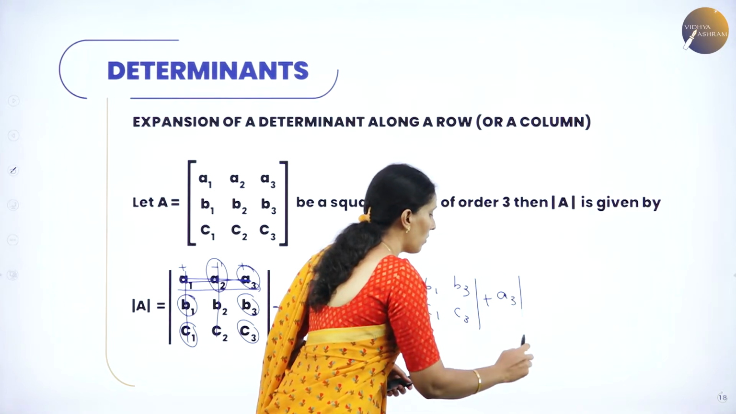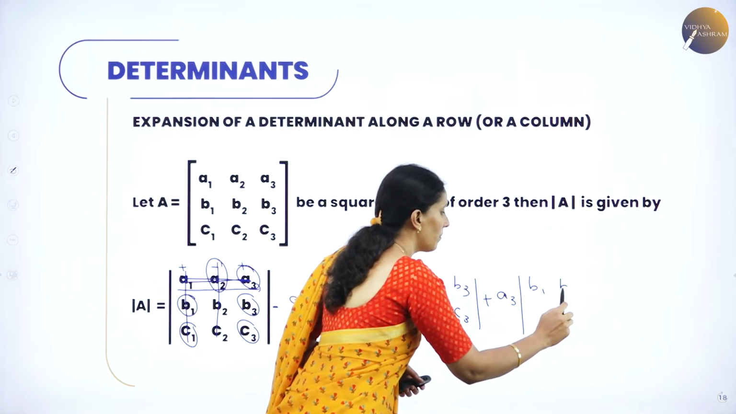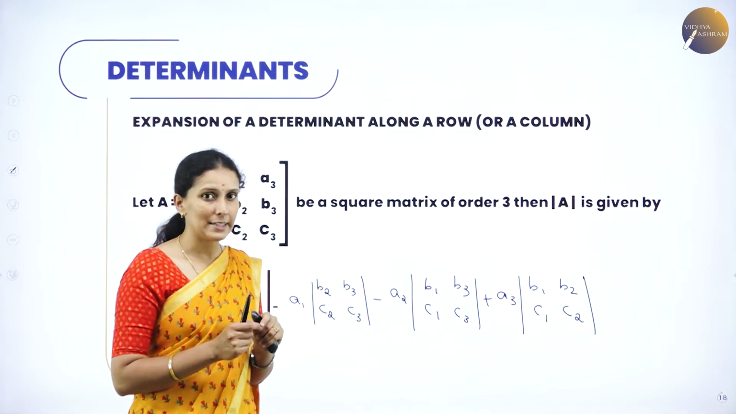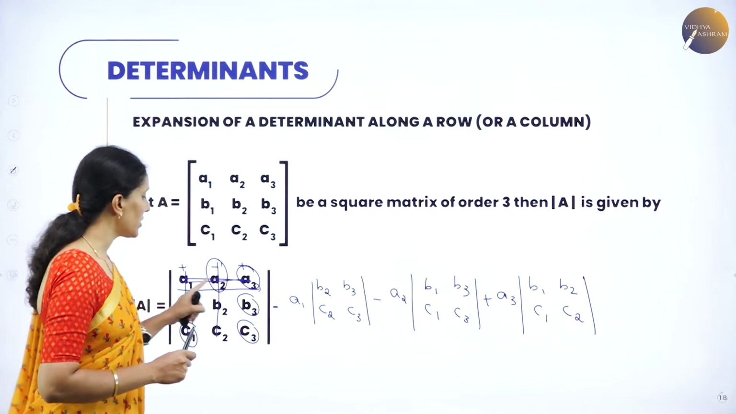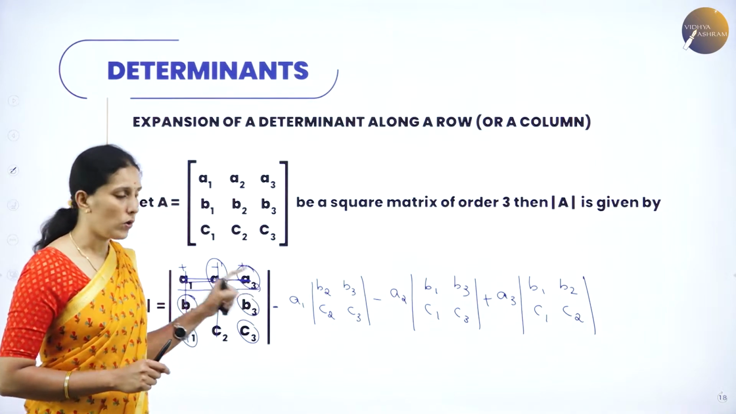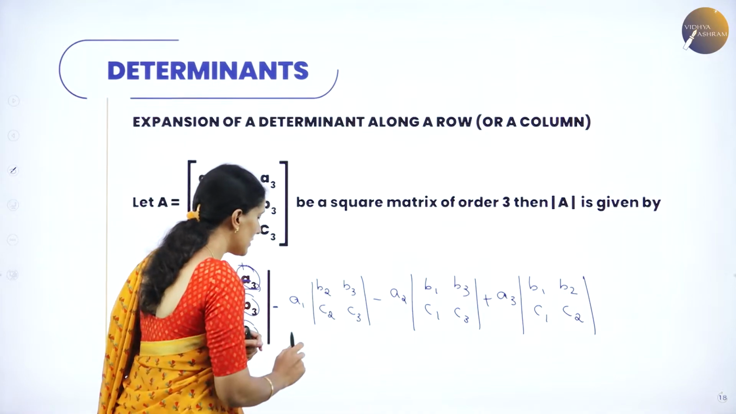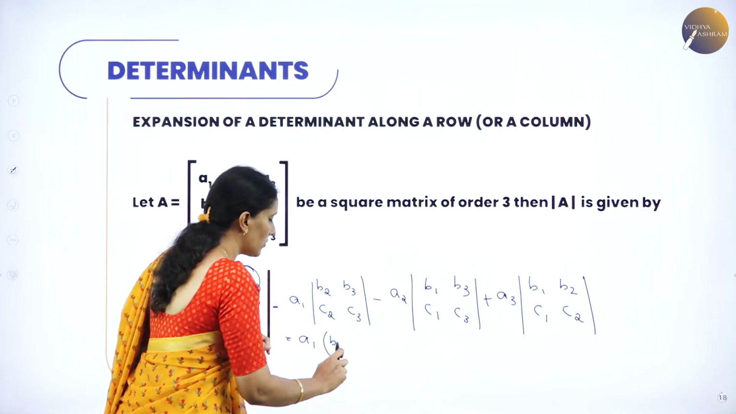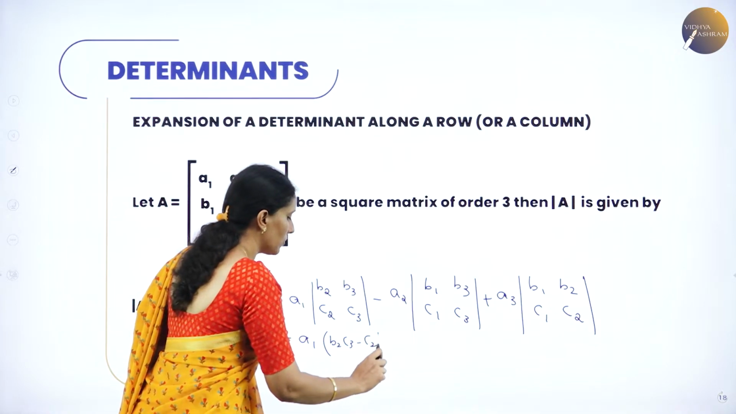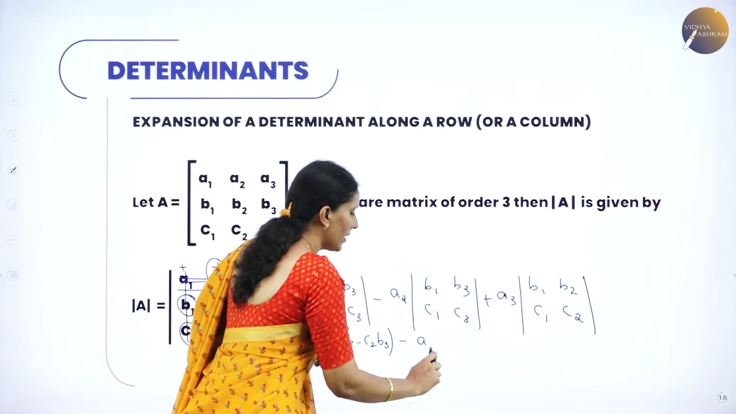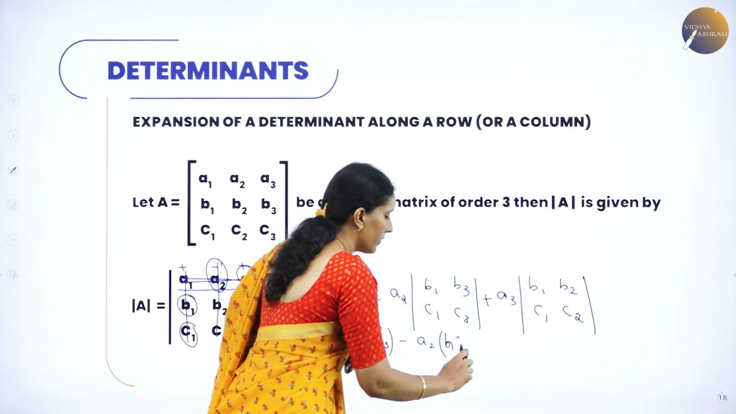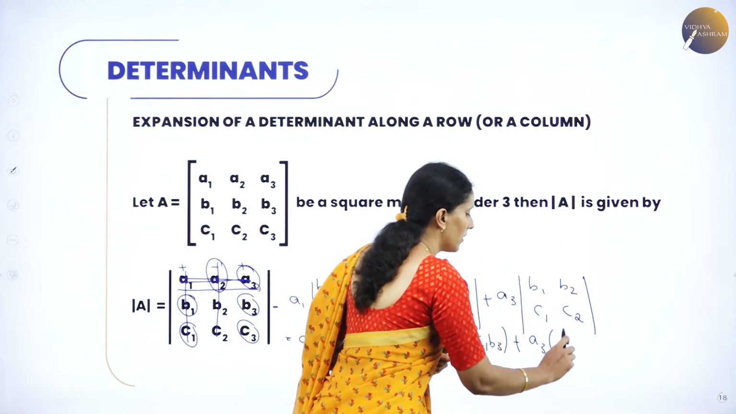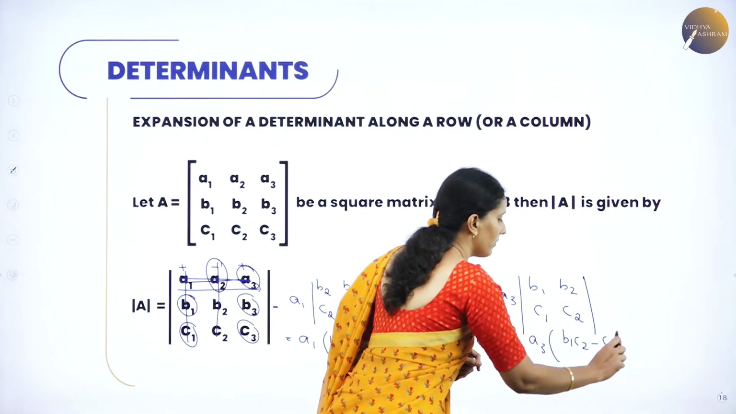Again, by deleting the row and column, we get B1, B2, C1, C2. So this is how we will expand the value of the determinant using the first row elements only. Here we can evaluate the determinants: B2, C3 minus C2, B3, minus A2 outside, evaluated, B1, C3 minus C1, B3, plus A3, B1, C2 minus C1, B2.